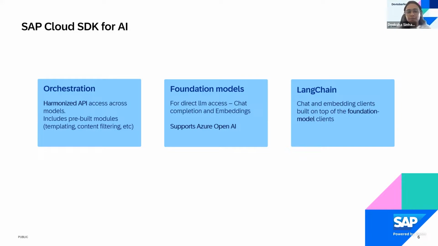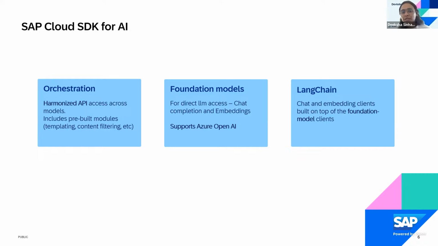The first one and the primary one that we'll be seeing in the demo as well is the orchestration. It provides a harmonized API access across all the different models that you want to use. And you can realize the different use cases by trying out the different models. And more importantly, it includes a lot of pre-built modules that we'll take a look into in a minute that add more capabilities to your LLM access calls.